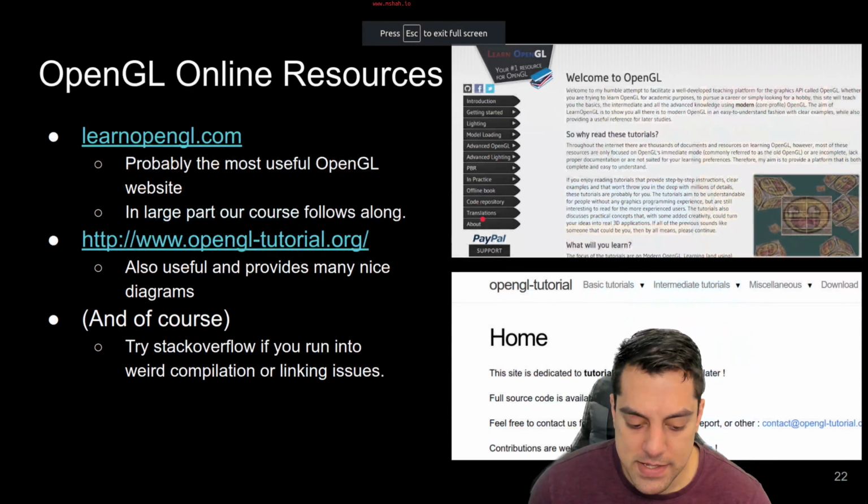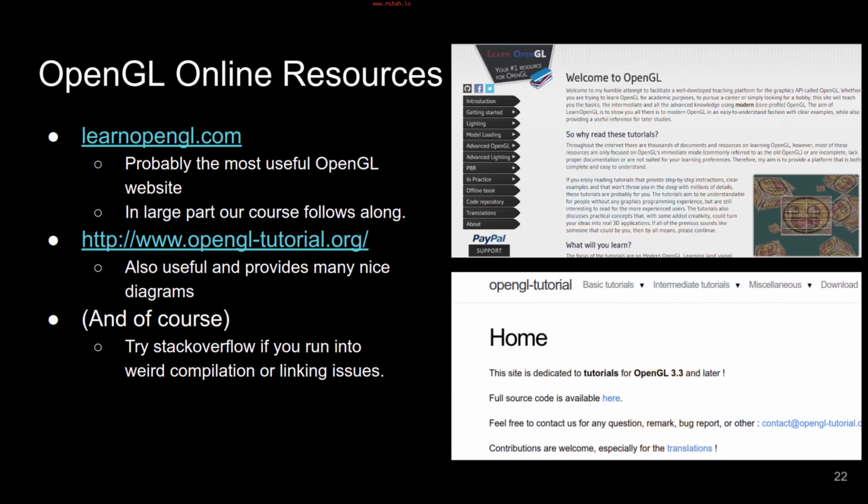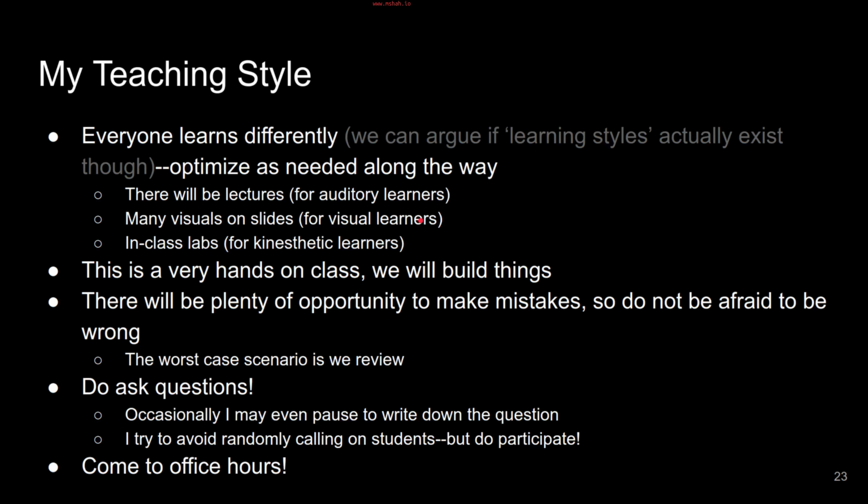Here are OpenGL resources. There is a lot of OpenGL material on the web, but these are the best sites: LearnOpenGL.com and OpenGL-tutorial. Stack Overflow is pretty good too if you're looking for specific things. But in large part, our course follows along with the Learn OpenGL site, so you'll always have some help there, some sample code and so on. This site is also reliable, and there's no old stuff here.